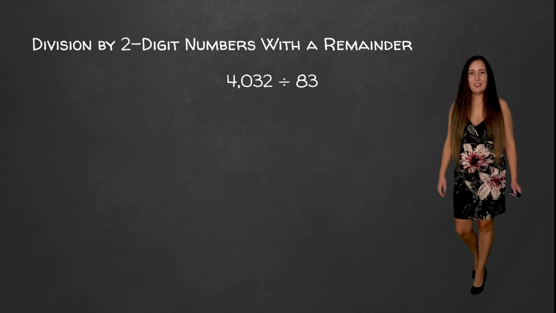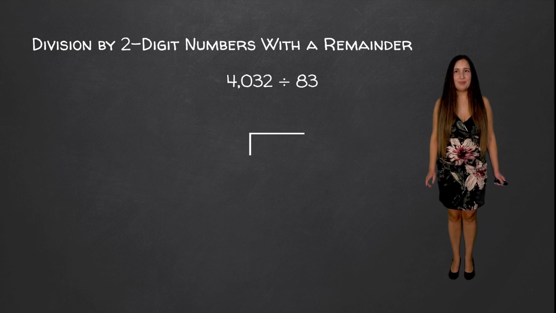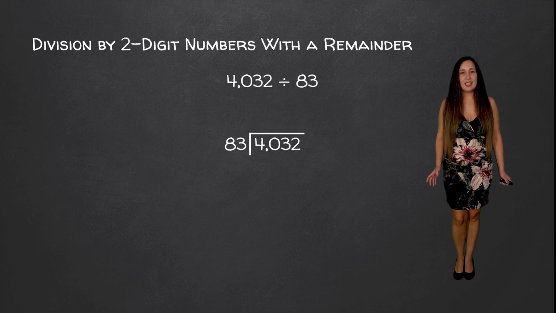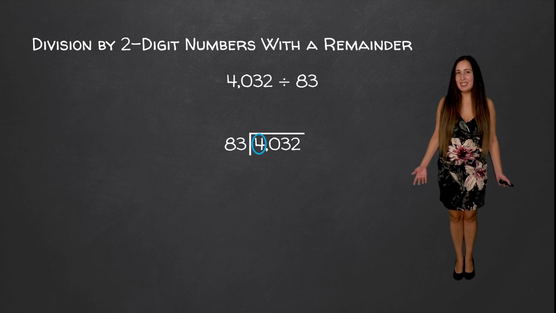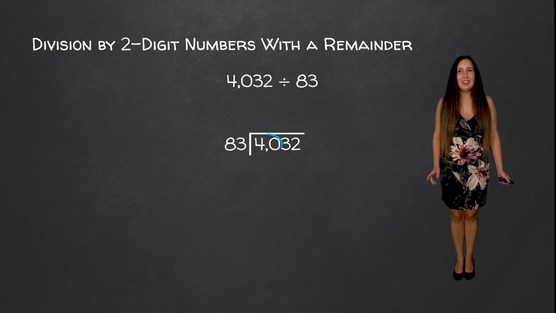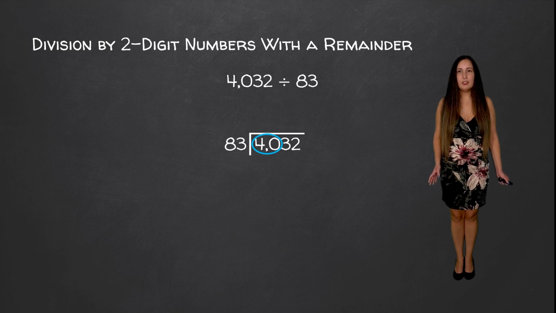And now we're going to do our final example, which is 4,032 divided by 83. We're going to set this up using long division, and 4,032 is our dividend, so that goes on the inside, and 83 is our divisor, so that goes on the outside. First, we're going to see how many times 83 goes into 4, and, well, it doesn't. Then we're going to see how many times 83 goes into 40, and again, 83 times 0 is 0, 83 times 1 is 83, and that's way too large.